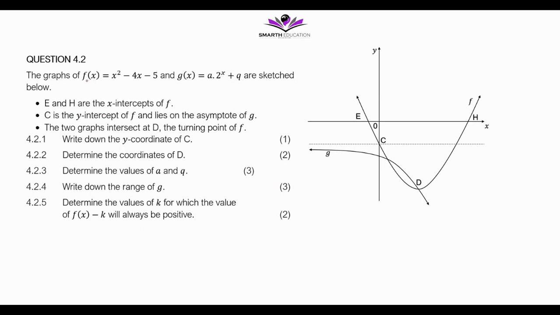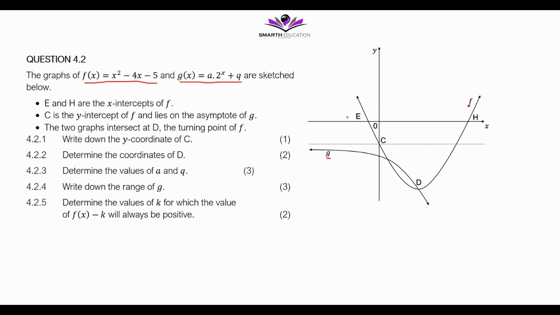The graphs of f of x is equal to x squared minus 4x minus 5, and g of x is equal to a times 2 to the power x plus q as sketched below. We have our f of x, which is a parabola or a parabolic function. And then we have g of x, which is exponential.